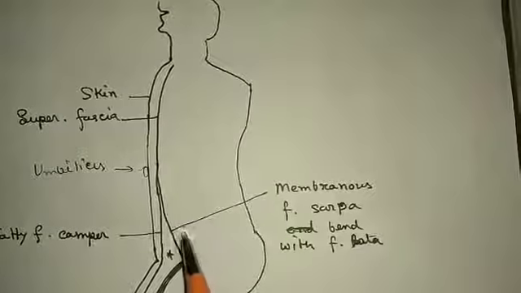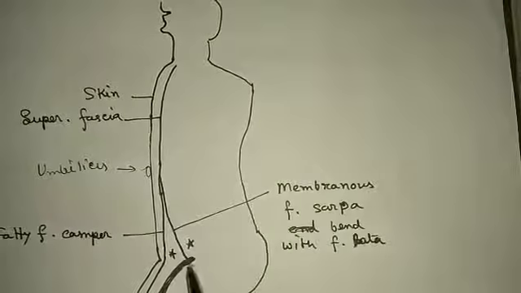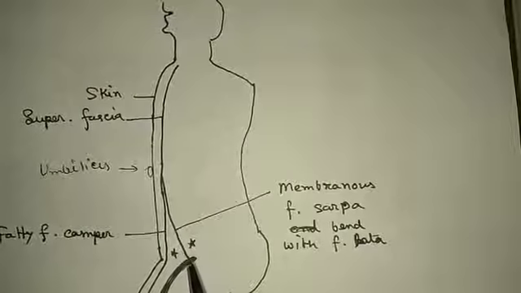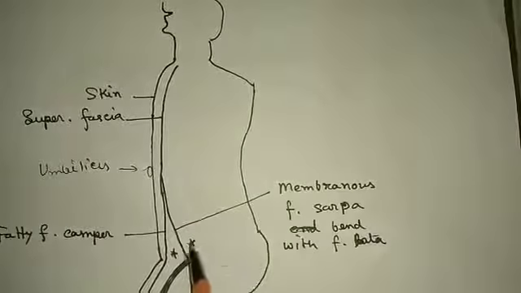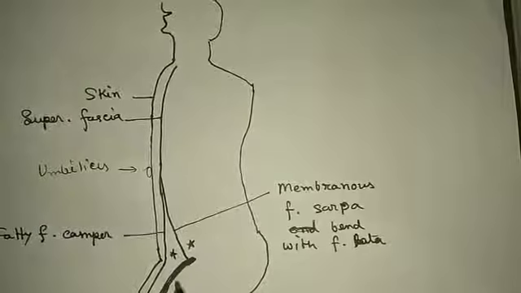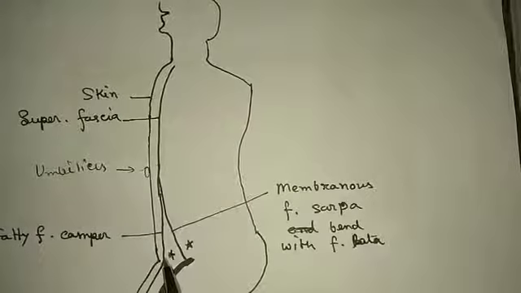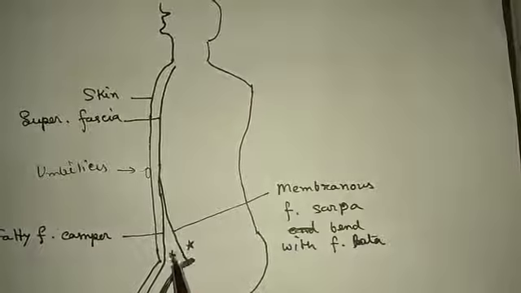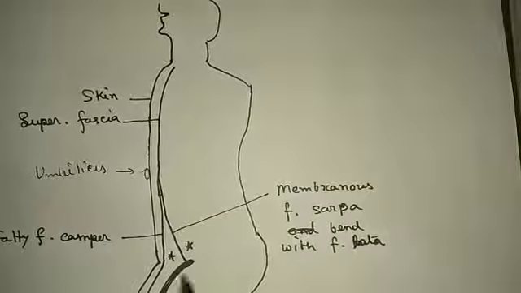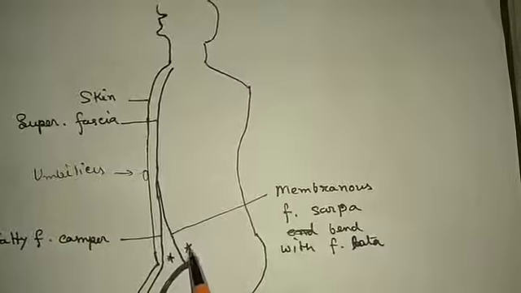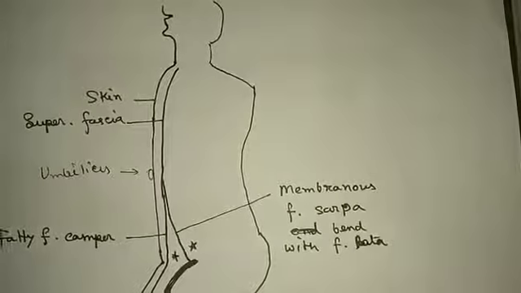But here, an interesting point: the membranous fascia of Scarpa is attached to the deep fascia of the thigh, the fascia lata, and here it ends. So the membranous fascia of Scarpa is not continuous into the thigh. So if fluid accumulates here, between the fatty layer and the membranous layer, the fluid passes downward toward the thigh. But if fluid accumulates here, this fluid does not enter the thigh.